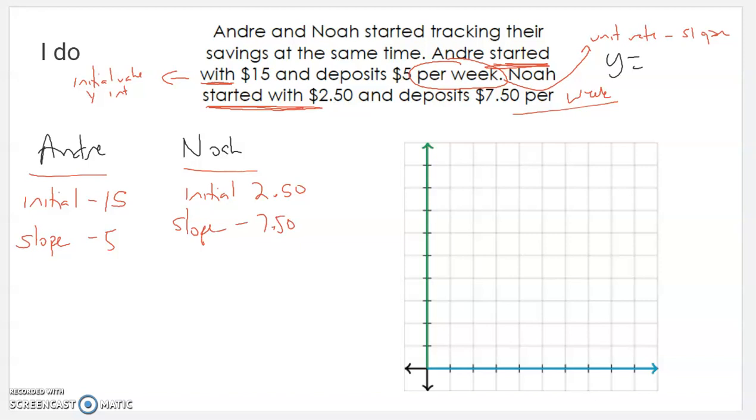So this is a very common situation in systems of equations, right? We have two people. Andre starts with more, but increases slower. Noah starts with less, increases faster. Where do they have the same amount, or when does the person who started with less end up with more? That's kind of where we end up. So they're going to be depositing money each week. This was a week per week. Yeah, there it is.